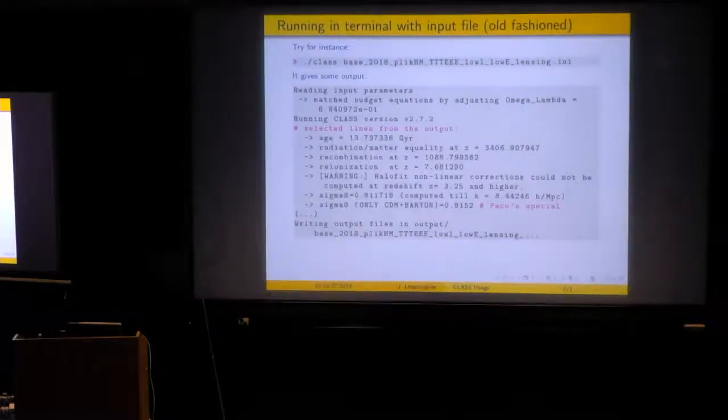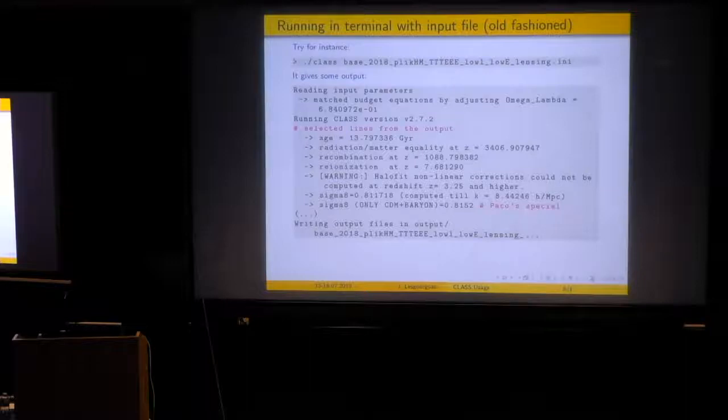I suggest now that you try to run this file, which is the best fit of Planck 2018. So ./class base_2018, tab completion on your terminal, and you get some output. You notice that the code runs in, depends how many cores you have on your PC, but the order of magnitude is a second. And you get many lines of output, and these are interesting information that are given to you as a user because they are not things that you passed in input.